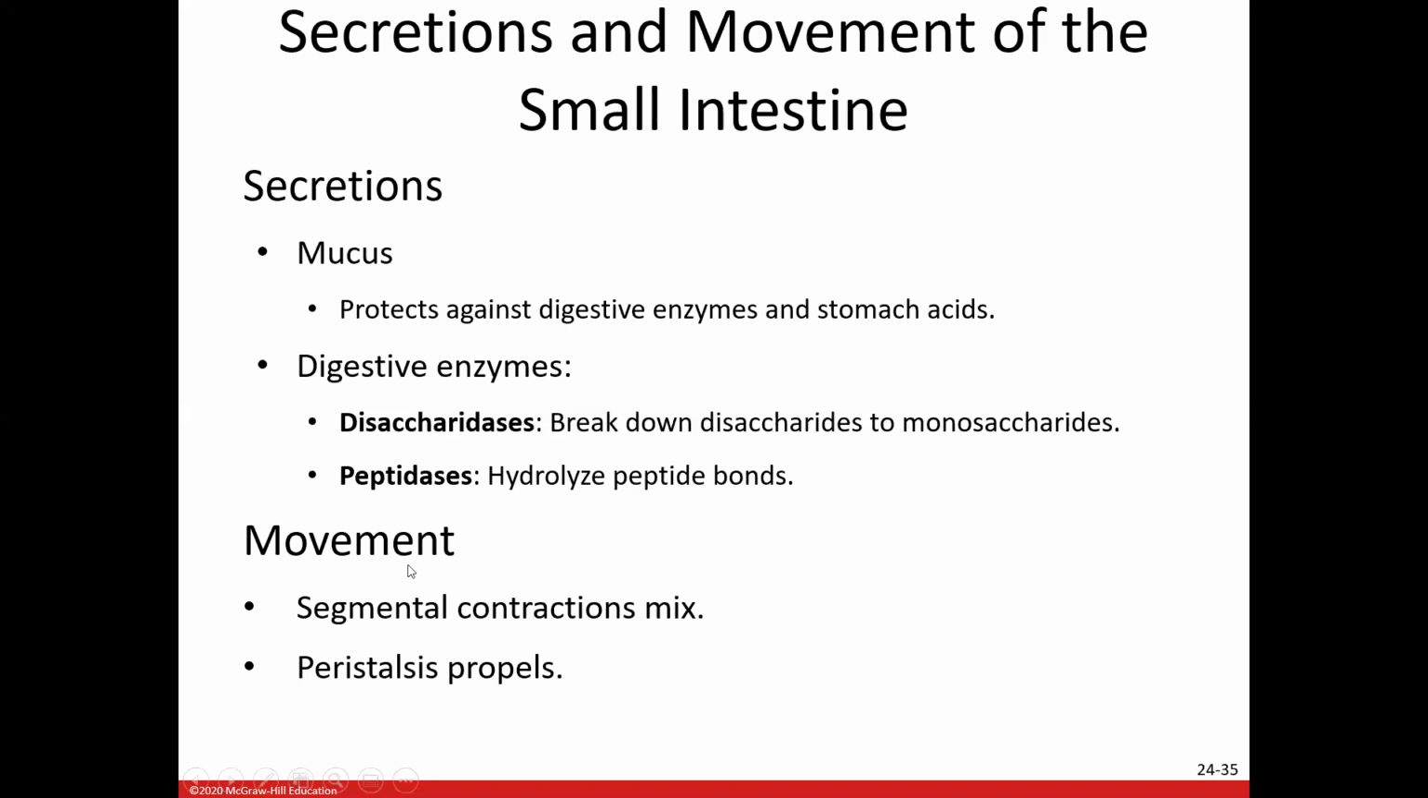And then movement, we have your segmental contraction. So that's helping to mix and evenly coat and increase the surface area of the food content, so more of it can be absorbed. And then we have your peristalsis, which is propelling that food mass, or that chyme at this point, down the small intestine tract.